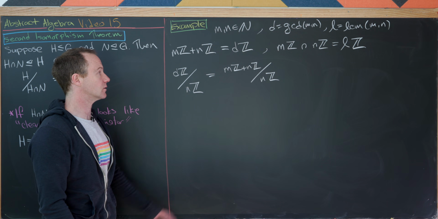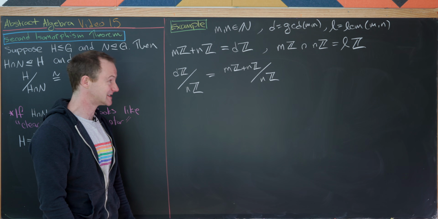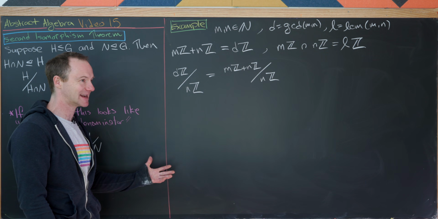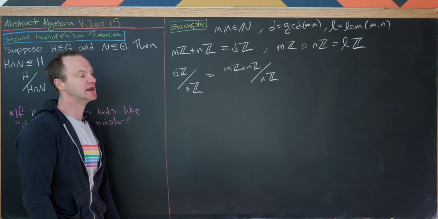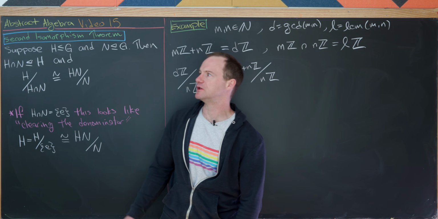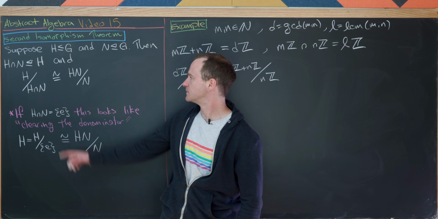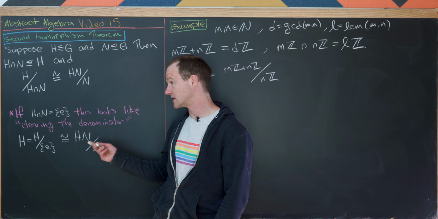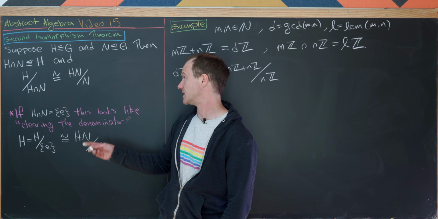Okay, so this is cool. Now let's apply the second isomorphism theorem, but our notation here is additive because we have additive groups instead of multiplicative, which we use for arbitrary groups. So that means hN would be replaced with H plus N. That's the additive notation.